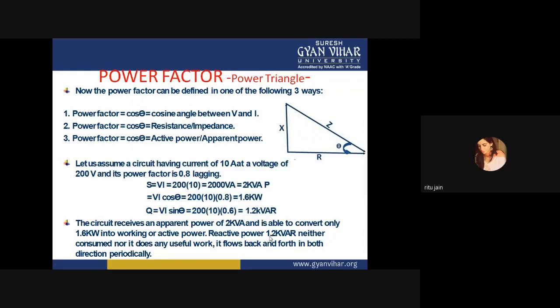So the circuit receives an apparent power of 2 kilovolt ampere and is able to convert only 1.6 kilowatt into working or active power. And the reactive power of 1.2 kilovolt ampere reactive is neither consumed nor does it do any useful work. It flows back and forth in both directions periodically. So by this example, I think you are clear about what active power, reactive power, and apparent power are.